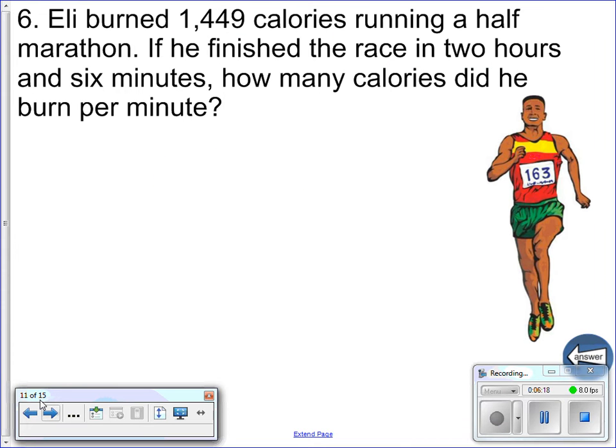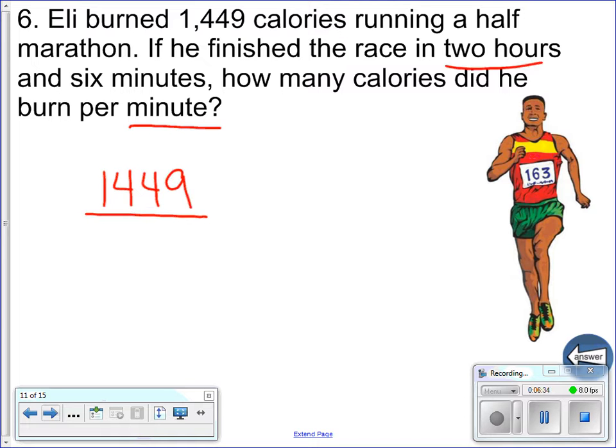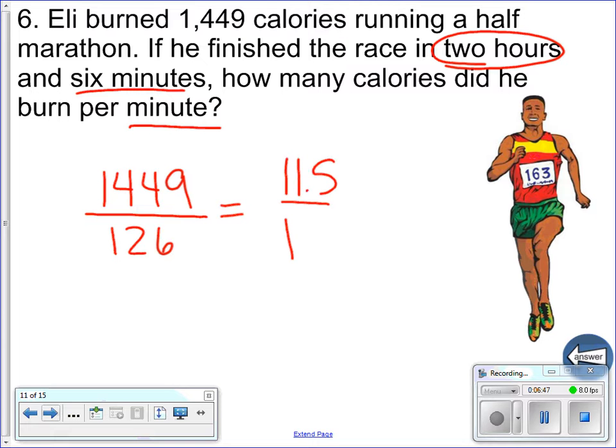Eli burned 1,449 calories running a half marathon. If he finished the race in 2 hours and 6 minutes, how many calories did he burn per minute? So we're doing 1,449 calories per minute. So 2 hours, that's 120 minutes, plus the 6 is 126 minutes. When I divide these, because it says per 1, I'll divide the top and the bottom by 126, and it comes to 11.5. So it's 11.5 calories per minute.